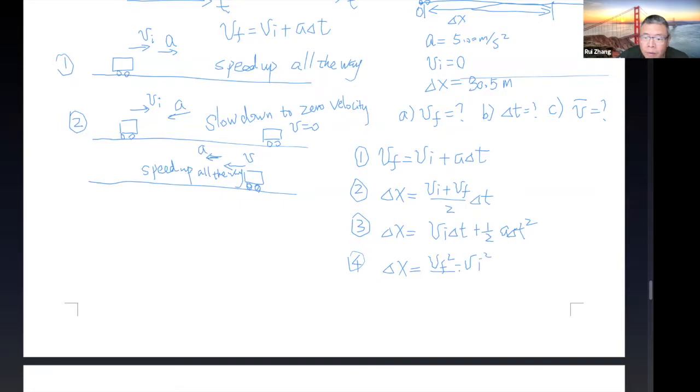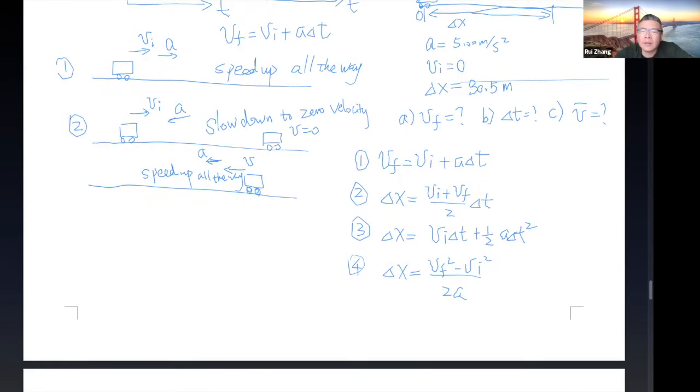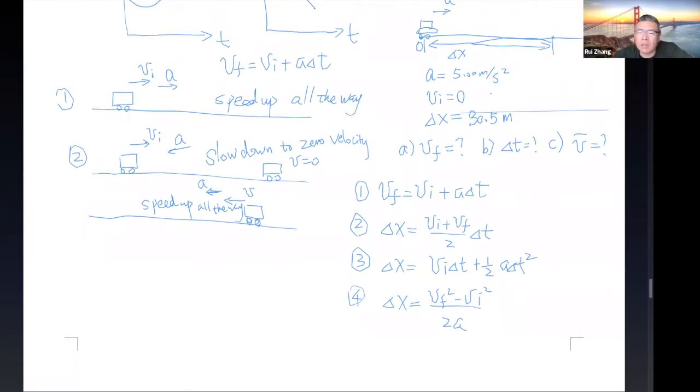Okay, these are all we know about the constant acceleration motion. We have these four formulas, okay? Now, as I said, the point here is given those three pieces of information, we want to find out this one piece of information. Which formula should we use, okay?